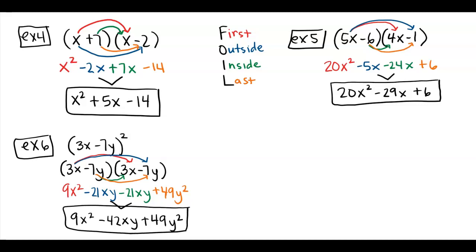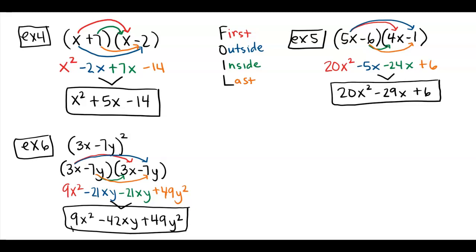On this one, remember you have to do the FOIL. Some students make a common mistake, and I want to warn you about it. Some people try to just raise the 3x to the second power and then raise the negative 7y to the second power.